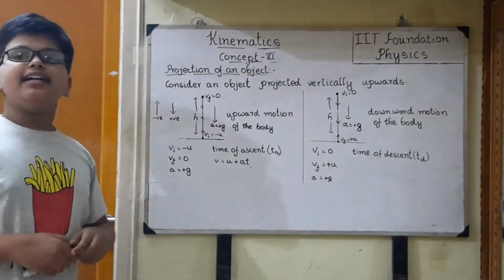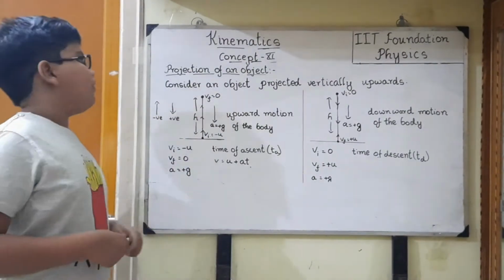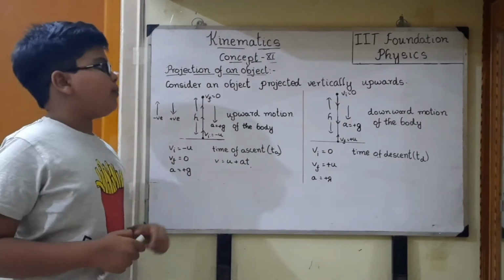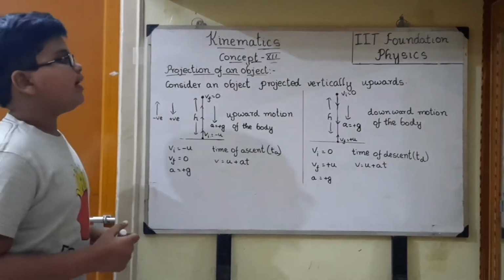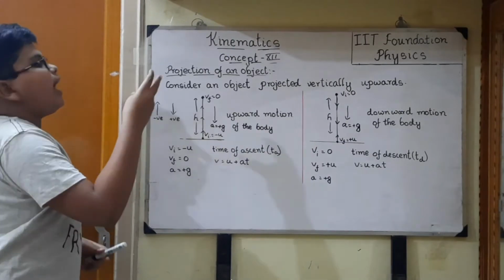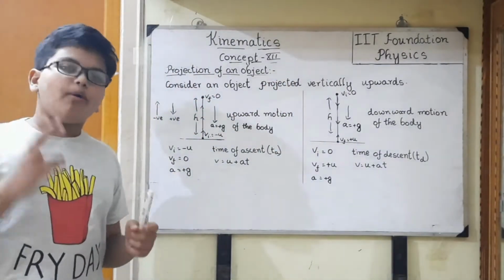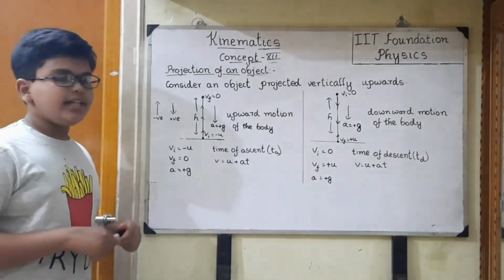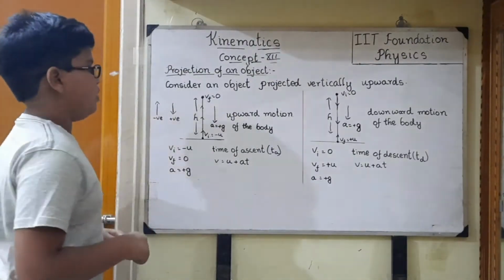Today let's start the last concept of kinematics, which is concept 11. In this concept we are going to discuss projection of an object. Projection is nothing but throwing of an object. So consider an object projected vertically upwards, which means it has been projected perpendicular to the ground, right?